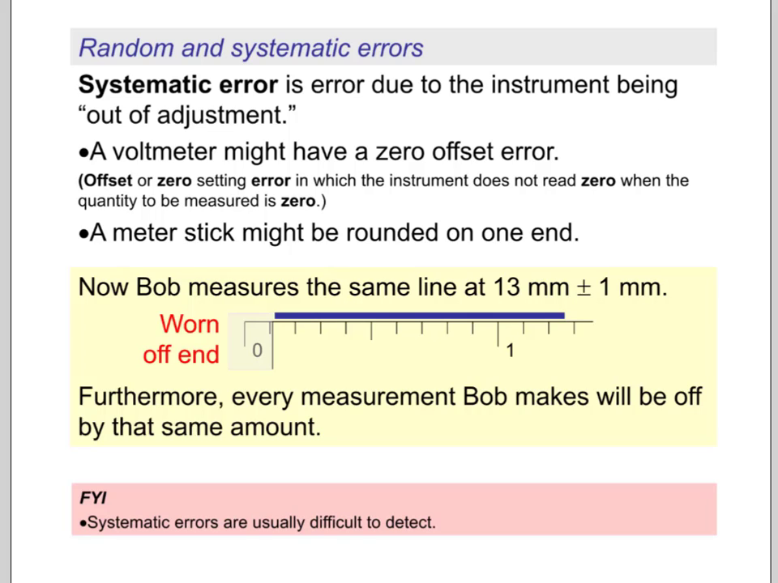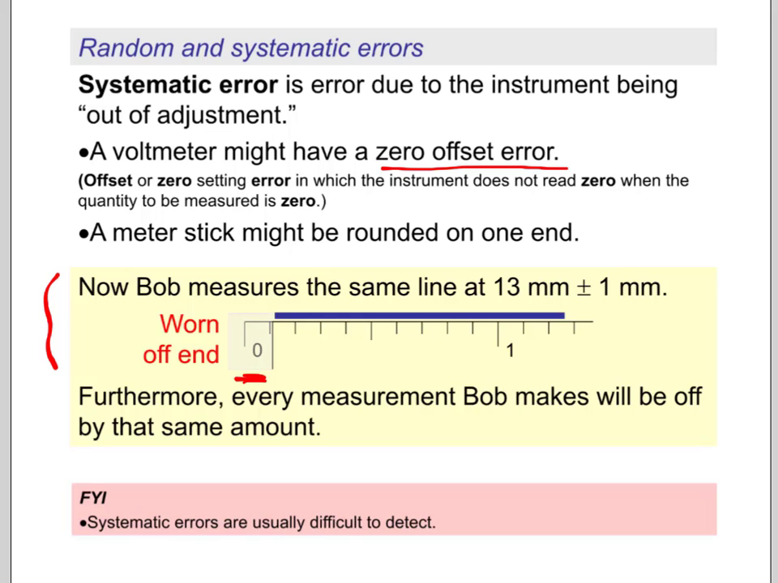Okay, so systematic error is the error due to the instrument being out of adjustment. So random error is user, systematic is more tool. A voltmeter might have a zero offset error, which means that when it's reading zero, it's not actually at zero. We may have a meter stick that could be rounded on one end. You can see here in this example, the portion here has been worn off. So the person, Bob, measuring with this meter stick might be getting a measurement of about 13 millimeters plus or minus 1 millimeter. But every single measurement that Bob makes with this meter stick is going to be off because of this little piece that's been worn off on the zero end of the ruler.